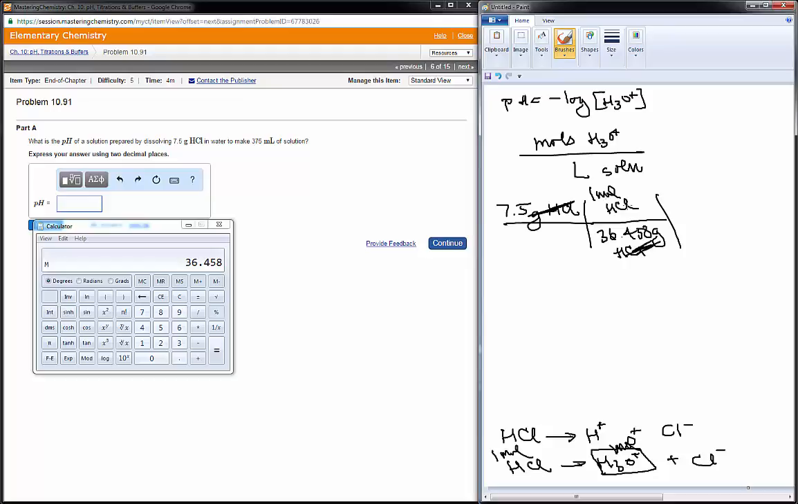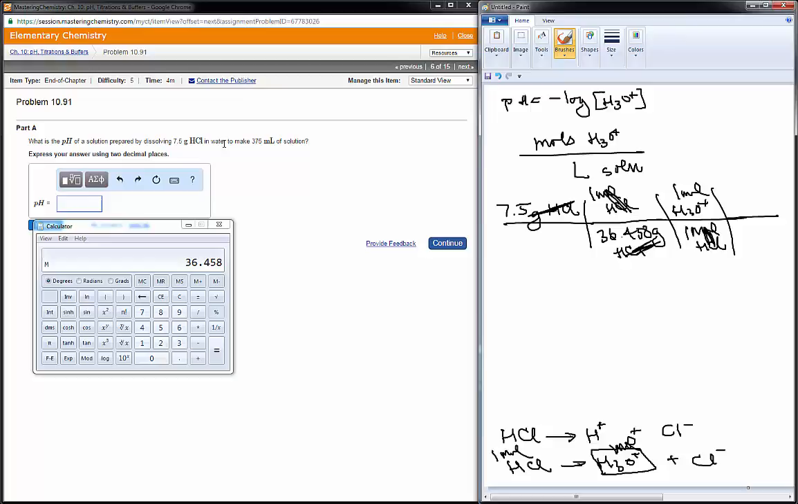And then if I have moles of one thing and I need moles of another, I look at my equation and see that 1 mole makes 1 mole. So 1 mole of HCl makes 1 mole of H3O pluses. And that is true of all our strong acids. You can just say whatever the number of moles of the acid I have, that's the number of moles of the H plus that I have.